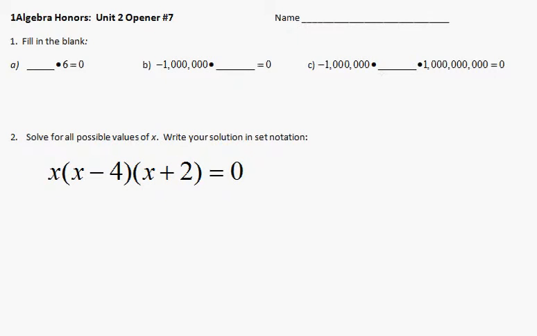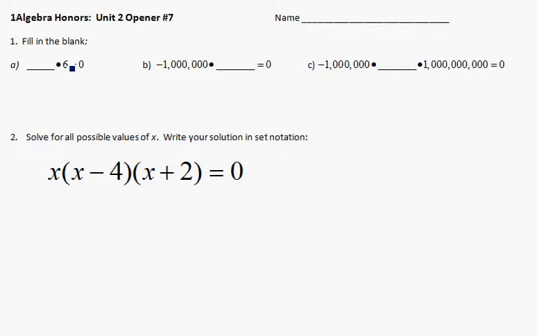In Unit 2, opener number 7, we're going to go ahead and fill in these 3 blanks and explore a property that you've always known was true for years, but now we'll formalize it and put a name to it. The first blank says blank times 6 equals 0.